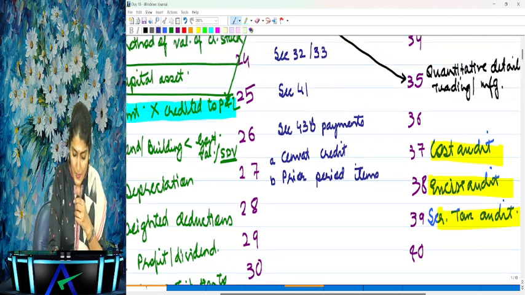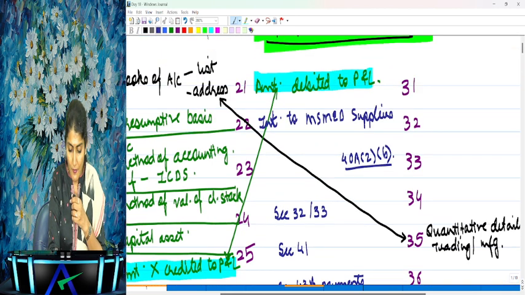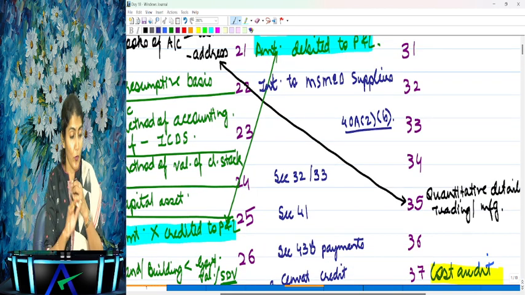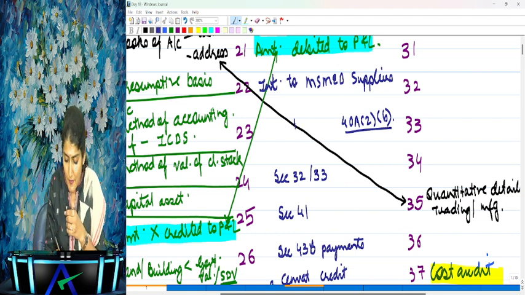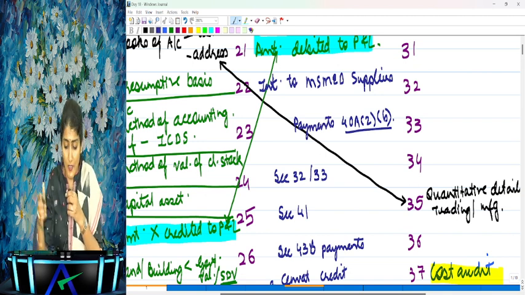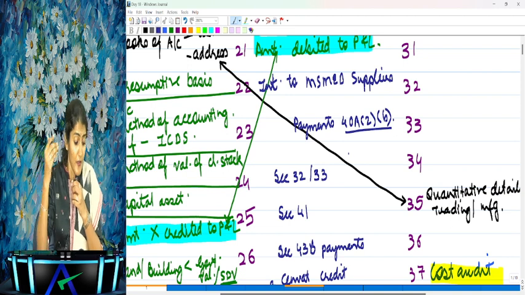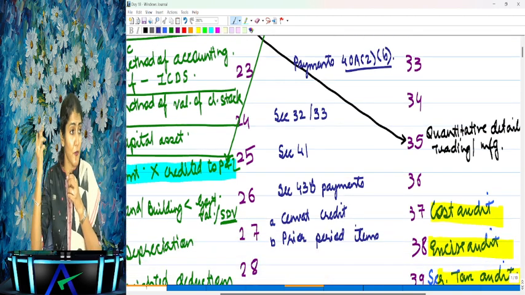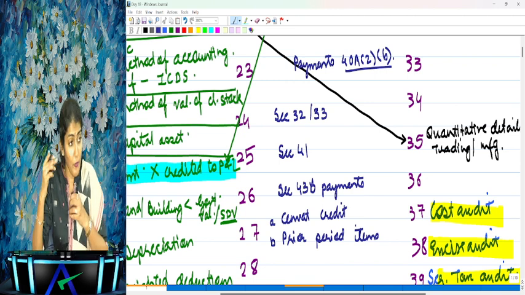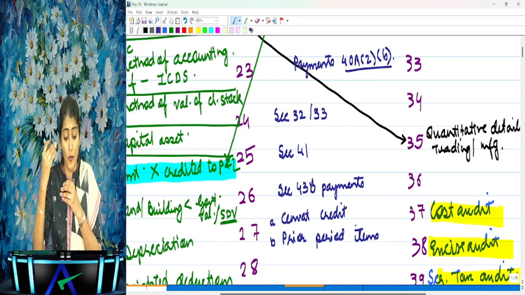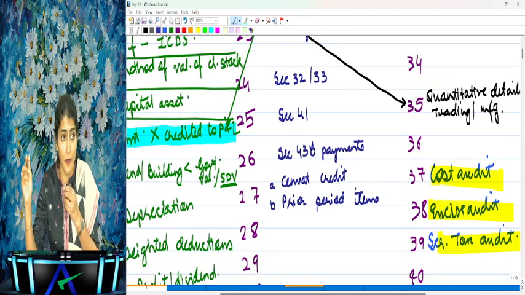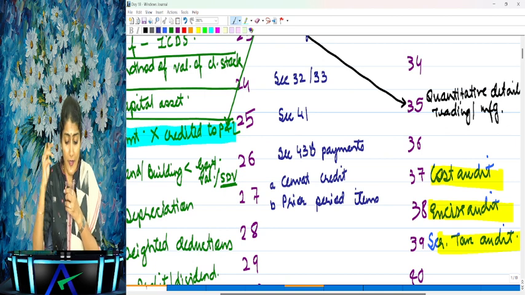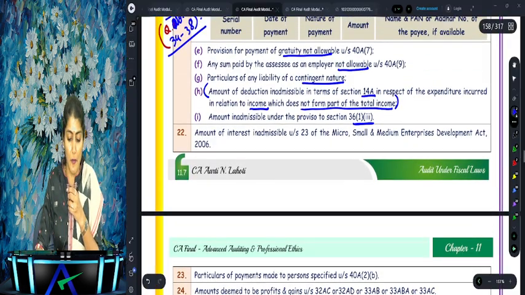And then 28, 29, 30, we'll come to that later. First, let us finish with 22 to 27. What is 22? Interest to MSMED suppliers. What is 23? Payments to the specified persons under 40A2B. Then 24 is the section 32, 33, which is regarding the tea, coffee, rubber, jute. Then 25 is regarding the section 41 computation. 26 is the 43B payments, where certain deductions are allowed only on the actual payment basis. And 27 is regarding the Senvat credit and the prior period items. Are you understanding that?